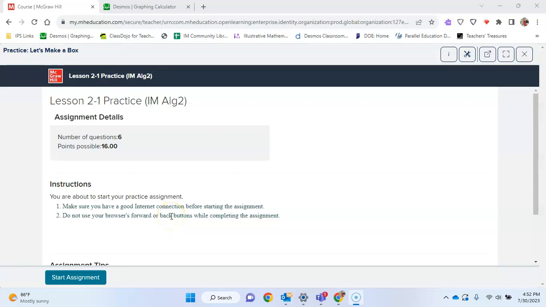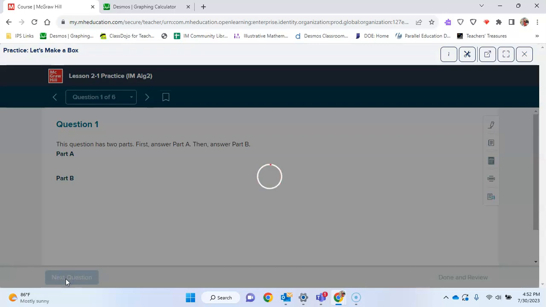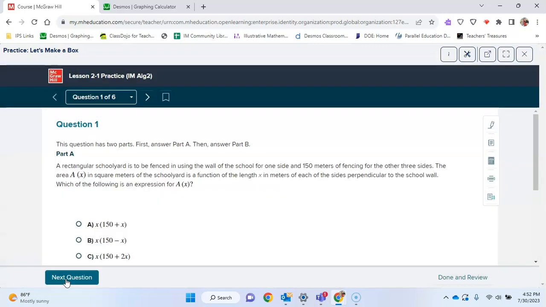Lesson 2-1 practice. Let's make a box. Question 1. This question has two parts. First answer part A, then answer part B.